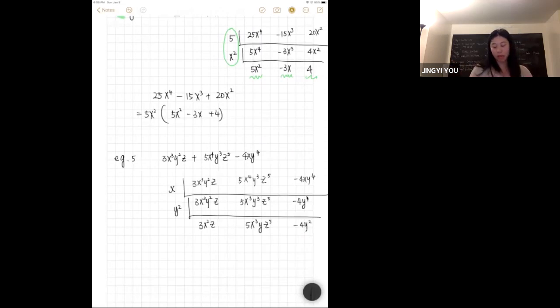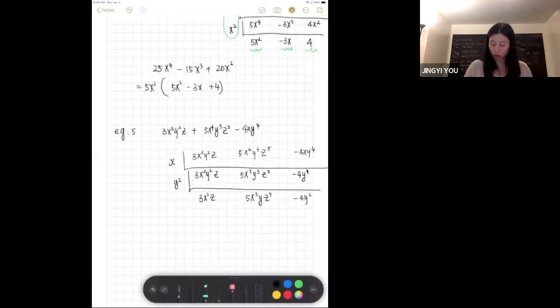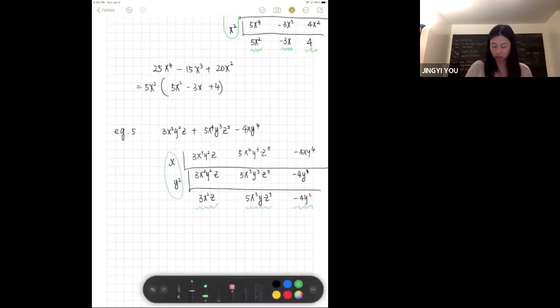And then the next step is we need to check the third variable, z, to see if they have any common factor. So the first one has 1z, the second one has z to the fifth. The last one doesn't have any z. So that means z is not their common factor. So our answer would be x times y squared. And this part is what remains after I factor out the common factors of these three letters.